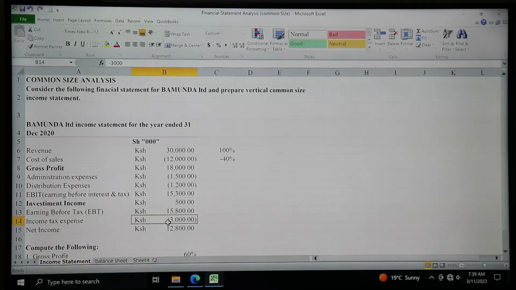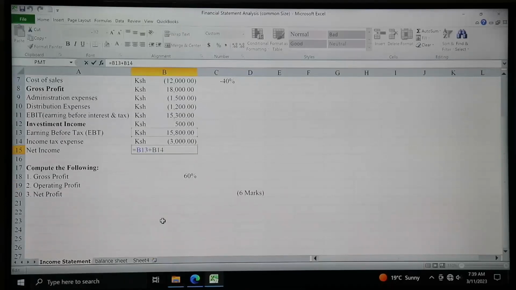And finally, we have the income tax expense, which was already provided, and the net income, where you take the earning before tax, then you add the income tax payment. Now, that was already computed. Our interest is to get these profit margins.